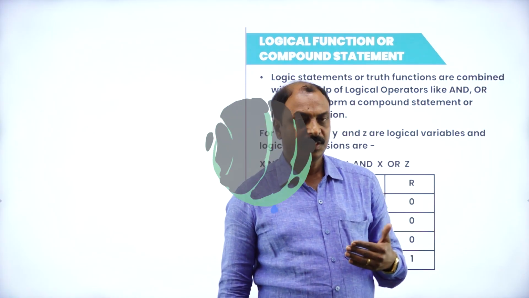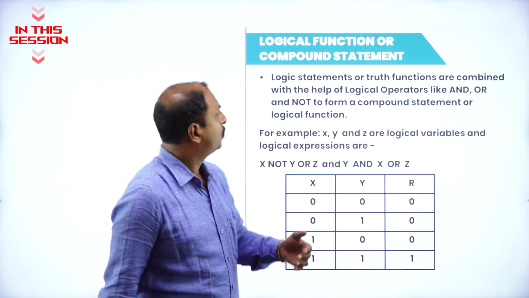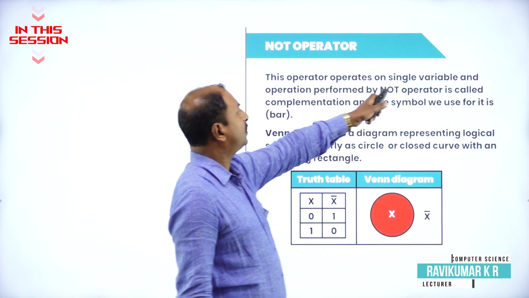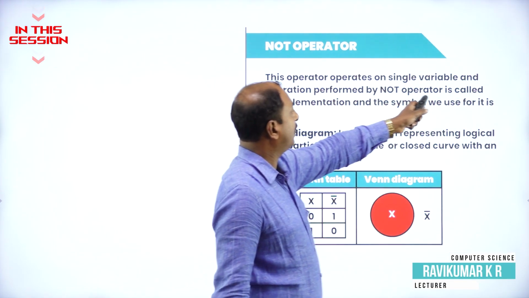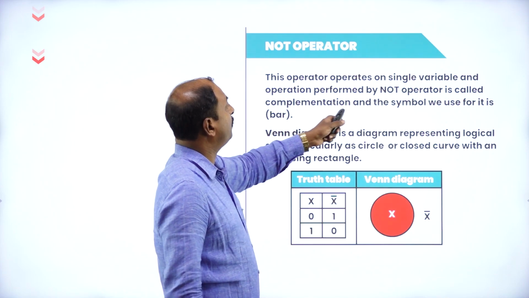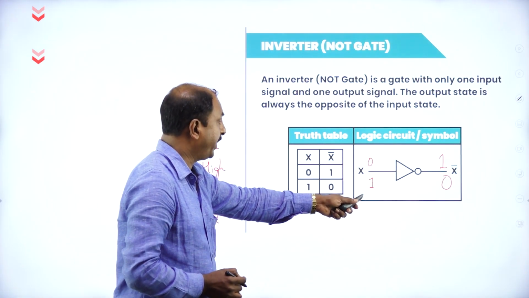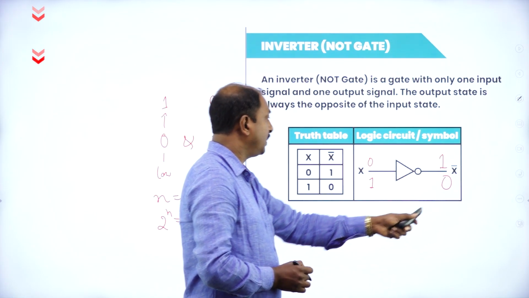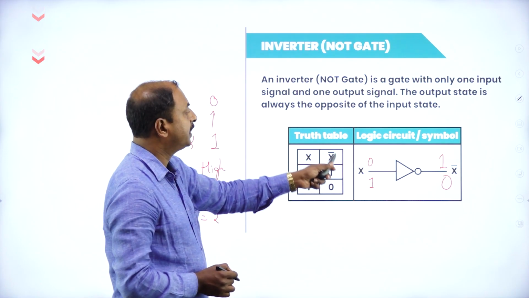More than one variables or more than one functions are combined together to form a compound statement. This operator operates on a single variable, and the operation performed by the NOT operator is called complementation, and the symbol is bar. These two possible values, along with this result, we are going to represent in the form of a table, that is, truth table.